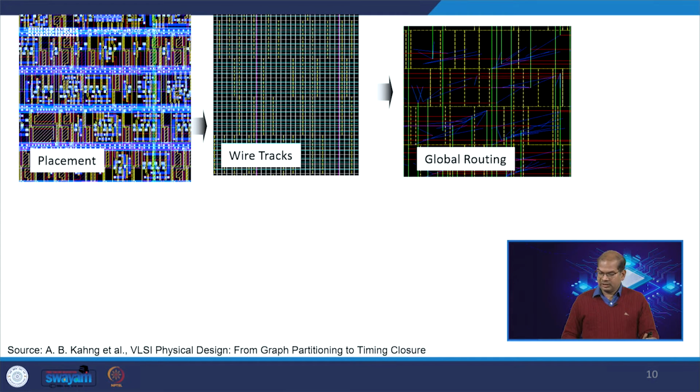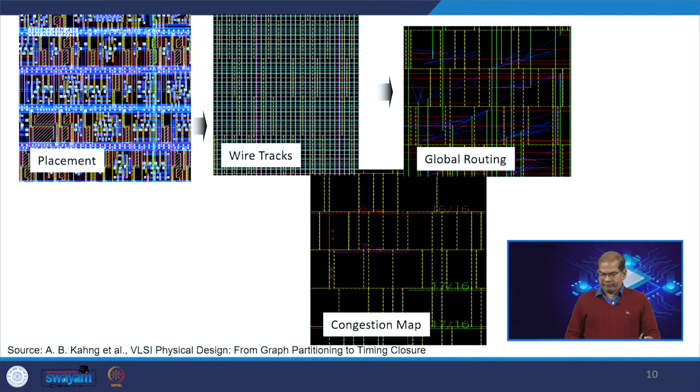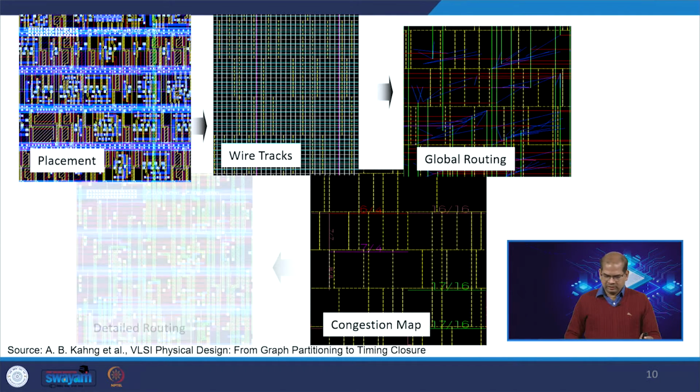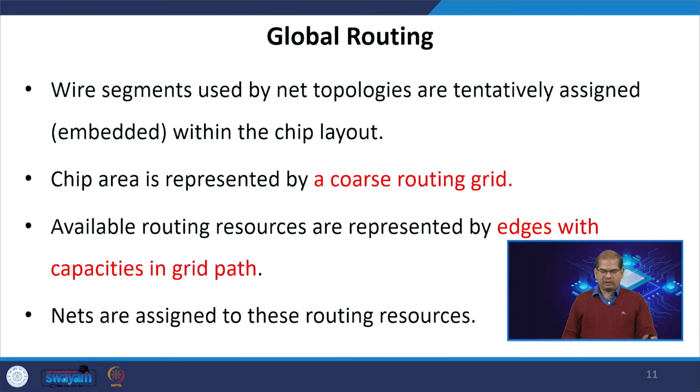Now, this shows the global routing. It is not the actual metal lines, but all the cells which are close to each other will be assigned to a particular area, and some of the routes are done. Then this is a congestion map. If there is any kind of congestion, then we will get the final detailed routing. So, detailed routing will assign the actual metal lines and it will route all the nets in the design. Now, we will discuss the global routing in detail.